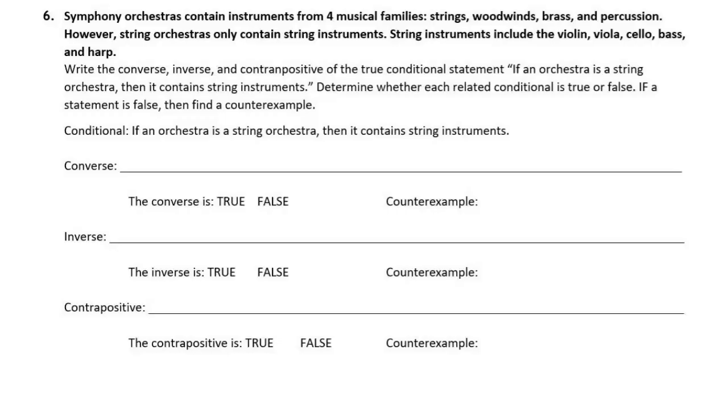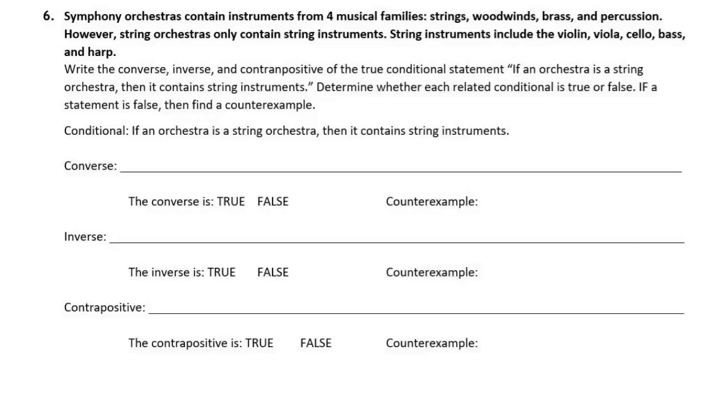Symphony orchestras contain instruments from 4 musical families: strings, woodwinds, brass, and percussion. However, string orchestras only contain string instruments. String instruments include the violin, viola, cello, bass, and harp. Write the converse, inverse, and contrapositive of the true conditional statement. If an orchestra is a string orchestra, then it contains string instruments.